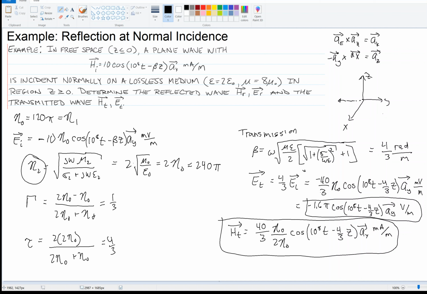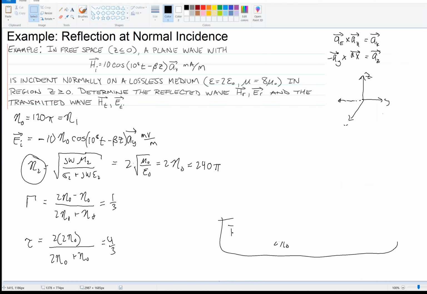Now let us talk about the reflection, the reflected wave. So I'm going to erase the transmitted wave. Feel free to pause the video if you need to. But let's talk about the reflection.